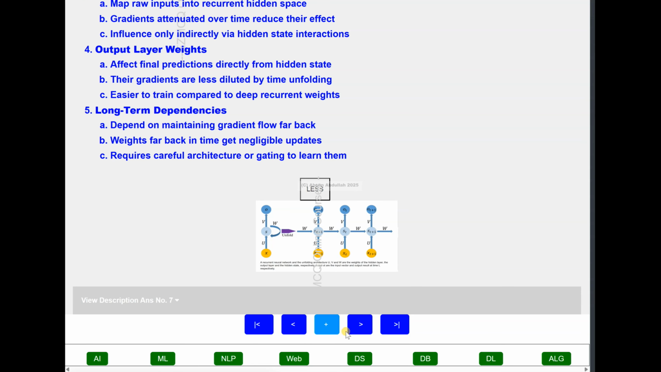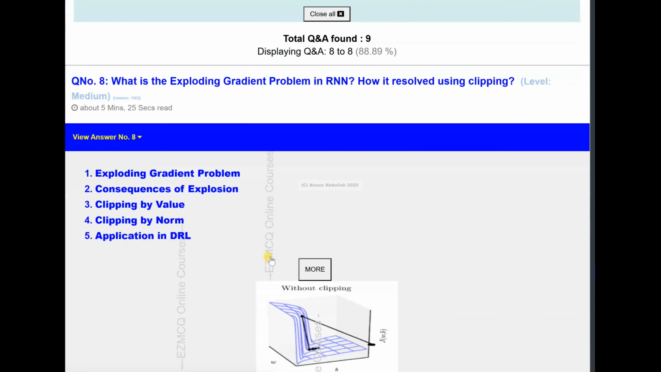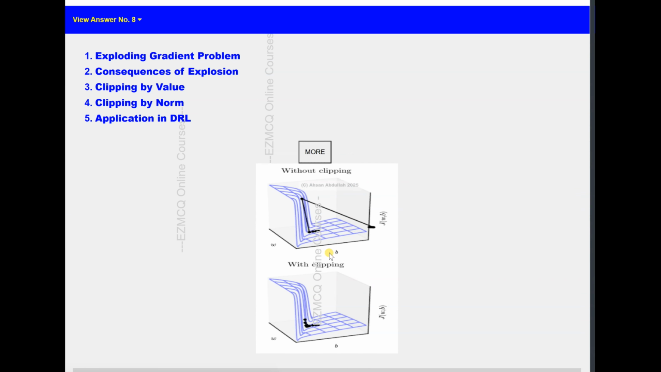So now we move to the next concept. Now we have discussed the exploding gradient problem in convolutional neural networks. So now we are going to look at the exploding gradient problem in recurrent neural networks, and then how this problem can be resolved using clipping. So this is the example which we looked at when we were looking at CNN, and this is the example with clipping. So these are the points which we will be covering in this Q&A.